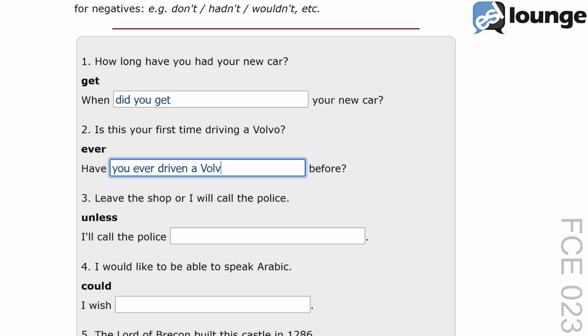This transformation uses the present perfect tense to ask about past experience. Have you ever driven a Volvo keeps the original meaning of, is this your first time? Another example would be, have you ever visited France before?